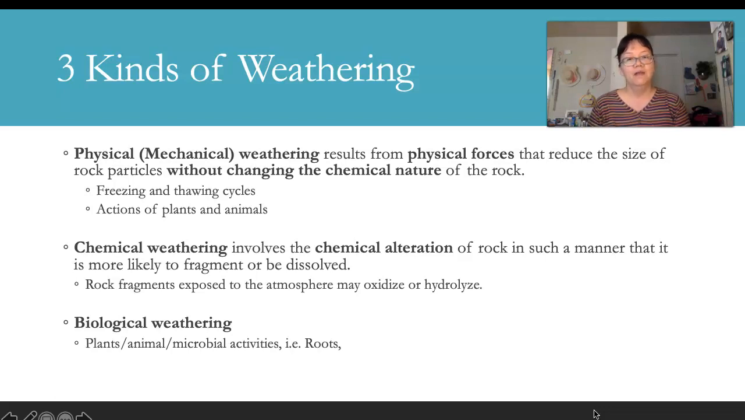So the chemical weathering, thinking about acid rain, it can dissolve the rocks and wash the surface away. That's one sort of chemical weathering. And also the rock surface could be oxidized or hydrolyzed by a chemical.